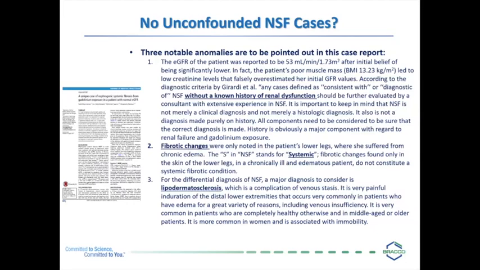Well, the case relates to a 57-year-old female with hypertension, chronic pancreatitis, malnutrition, chronic diarrhea, vomiting, hypoalbuminemia, and significant weight loss, who had an abdominal MRI with Multihance to rule out pancreatic cancer. Her calculated GFR at the time of the MRI was 64 milliliters per minute.